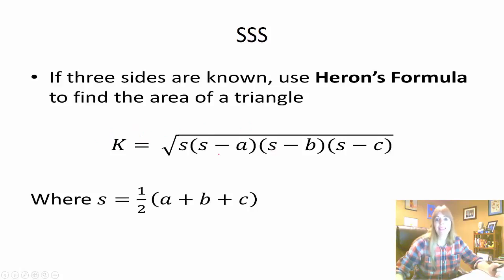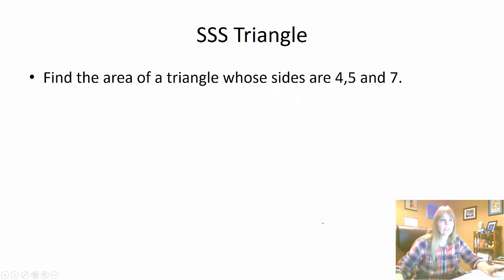If we have a side, side, side and we want to find the area, so if 3 sides are known, we use Heron's Formula to find the area, which is the square root of S times (S minus A), (S minus B), (S minus C), where S is 1/2 of all the 3 sides added together. Once again, be sure you have this handy.